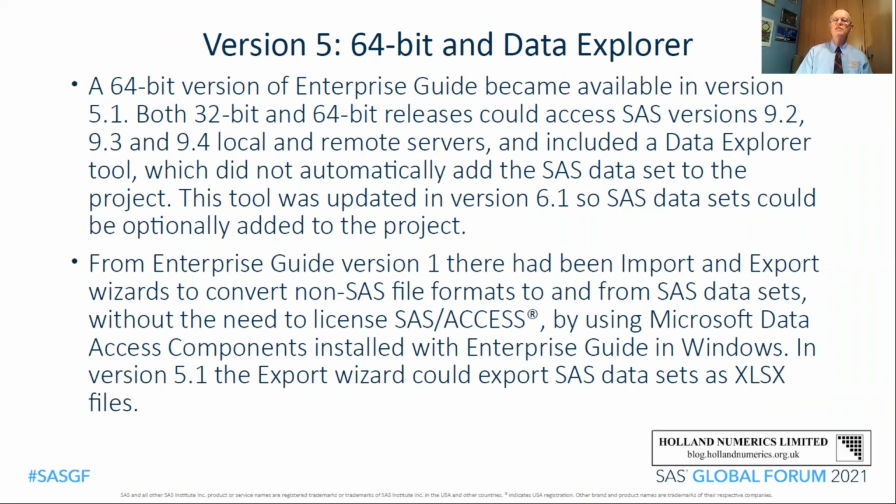Version 5 came along and 64-bit processing was introduced for Enterprise Guide. This didn't affect the way that you connected to SAS versions. So the servers and local versions could be either 32-bit or 64-bit. The link didn't care. But being 64-bit, you were making better use of the facilities on your Windows PC. And so it could have been quicker. It was a bit difficult to compare one with the other because generally you only had either 32-bit or 64-bit versions of Enterprise Guide installed.